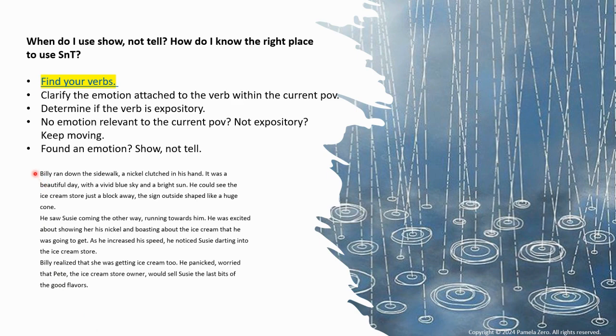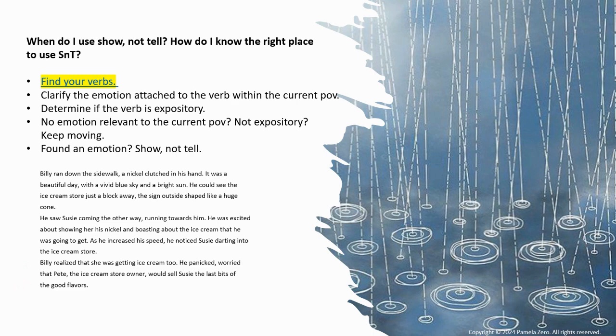Billy ran down the sidewalk, a nickel clutched in his hand. It was a beautiful day with a vivid blue sky and a bright sun. He could see the ice cream store just a block away, the sign outside shaped like a huge cone. Okay, that's not so bad. He saw Susie come in the other way, running towards him. He was excited about showing her his nickel and boasting about the ice cream that he was going to get. As he increased his speed, he noticed Susie darting into the ice cream store. Billy realized that she was getting ice cream too. He panicked, worried that Pete, the ice cream store owner, would sell Susie the last bits of the good flavors.